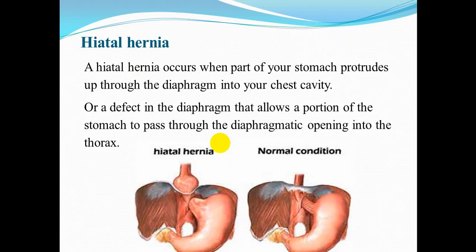Hiatal hernia. Hiatal hernia occurs when part of your stomach protrudes up through the diaphragm into your chest cavity. أي إنه جزء من الستومك راح يصعد أعلى أو فوق الحجاب الحاجز، أي يدخل بالchest cavity, or a defect in the diaphragm that allows a portion of stomach، أي إنه جزء من الستومك to pass through the diaphragmatic opening، أي يدخل عن طريق الفتحة حجاب الحاجز into thorax إلى chest cavity.